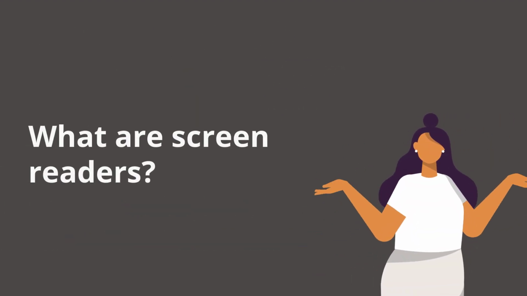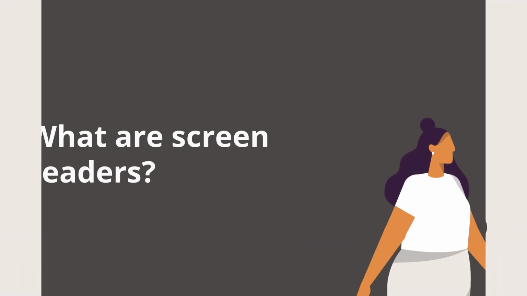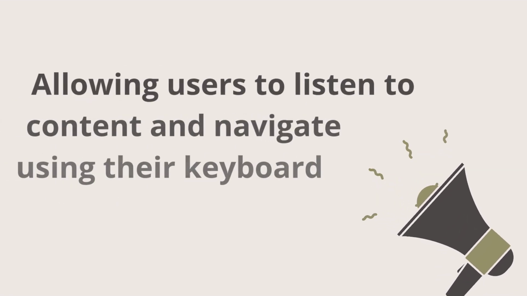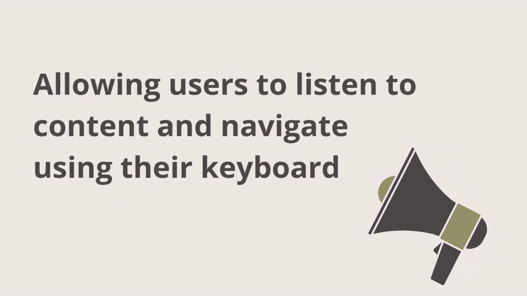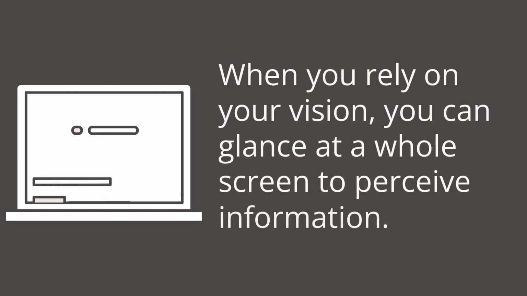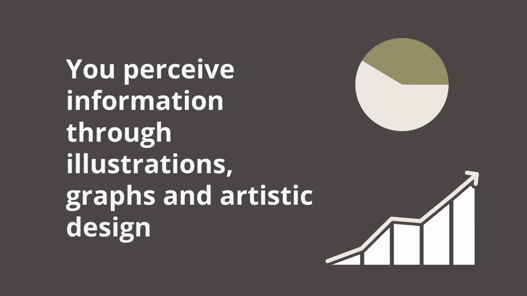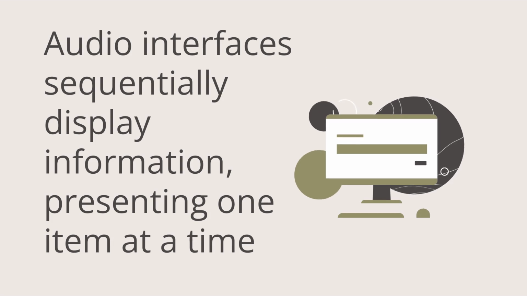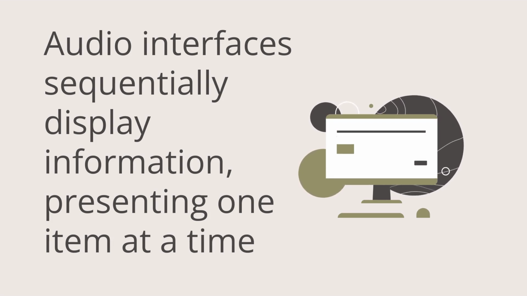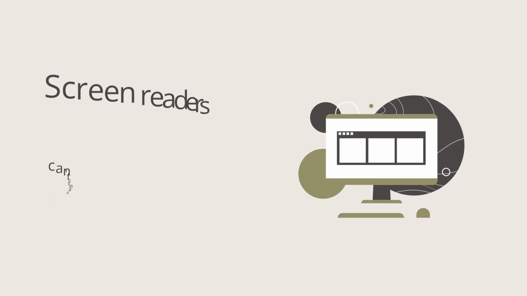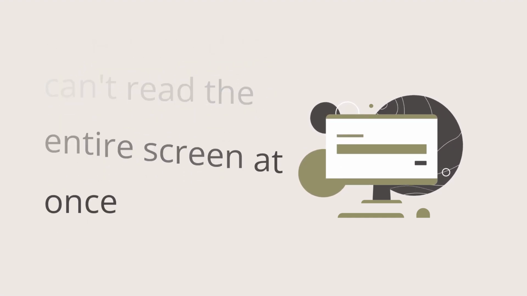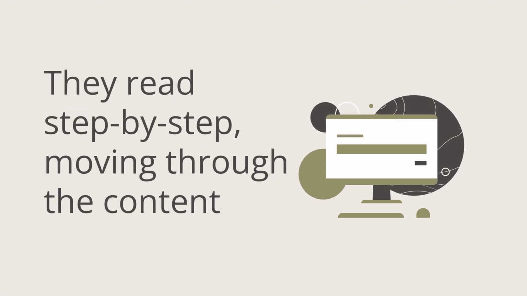Okay, so let us explain what screen readers are and how they work. Screen readers transform digital text into spoken words, allowing users to listen to content and navigate using their keyboard. When you rely on your vision, you can glance at a whole screen to perceive information. You also perceive information through illustrations such as graphs and artistic design. However, audio interfaces such as screen readers sequentially display information, presenting one item at a time. Screen readers can't read the entire screen at once. They read step by step, moving through the content.